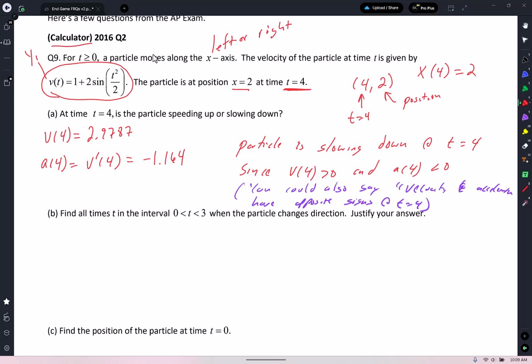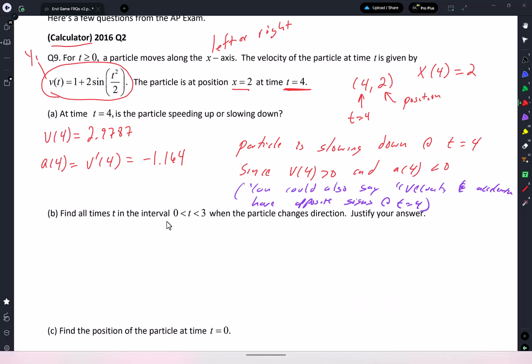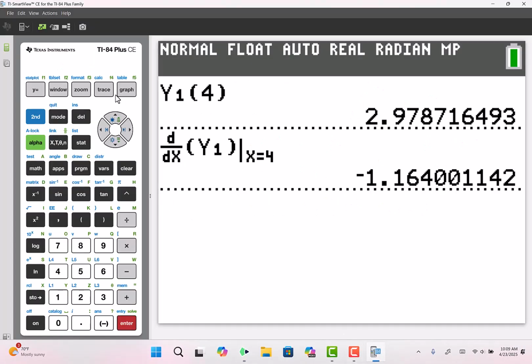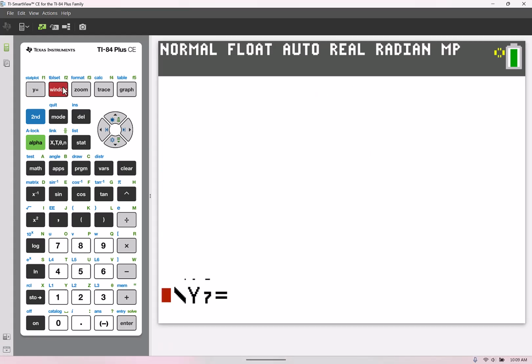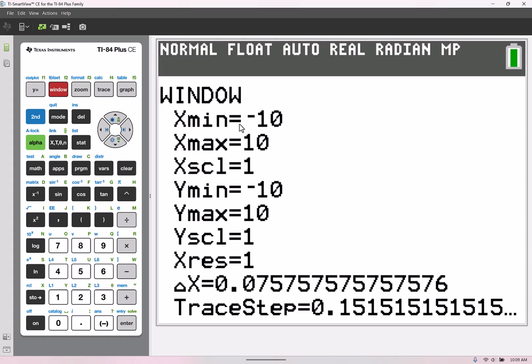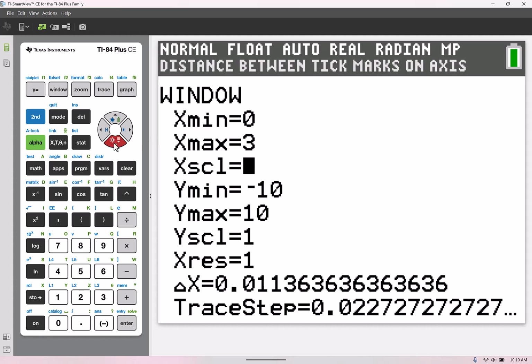You have a calculator, right? So all you're going to do, take your calculator and look at the time between 0 and 3. So go to y equals. There it is. This is my velocity. Click on window. And you're just going to hover around between 0 and 3. So 0 x min, 3 x max. This is the time. X is the time. And you're going to hover around the x-axis.